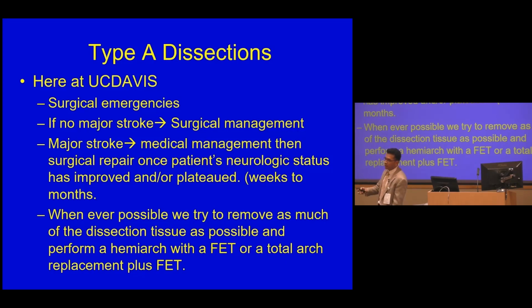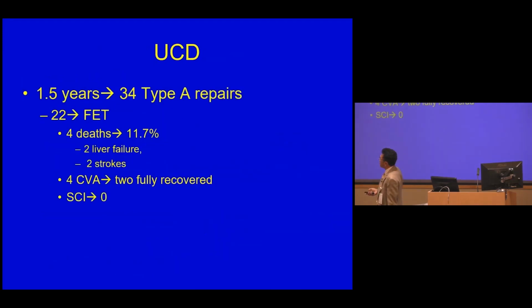Again, if you don't fix a type A dissection at 48 hours, it's a 50% mortality. If they do well, then more than likely they're going to do fine when you do operate on them. Whenever possible, we try to remove as much of the dissected tissue as possible, and we perform a hemiarch with all of our type A dissections, and when the arch is involved, we will do a total arch with the frozen elephant trunk.